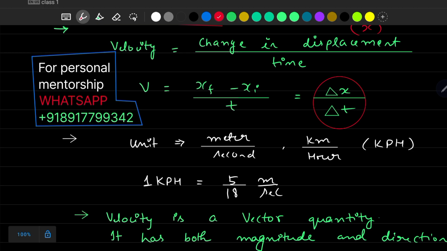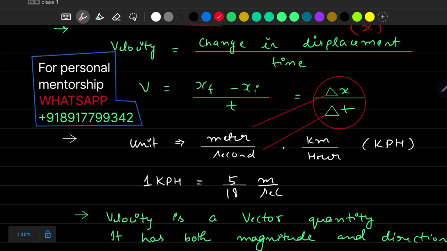What are the units of velocity? We know that the unit of displacement is meter and the unit of time is second. So its unit will become meter per second. Similarly, meter can be replaced with kilometer and for second we can use hour. So another unit will become kilometer per hour, which in short we write kph.